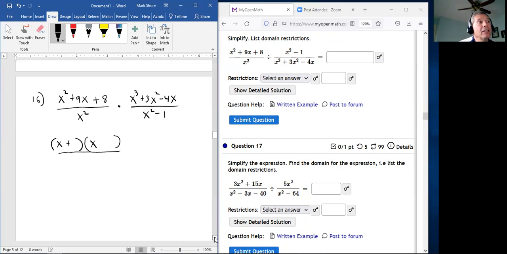Done. 8 and 1. Very good. 8 times 1 is 8, and 8 plus 1 is 9. Boom. The x squared doesn't break down. It's not a binomial, like it's not two terms or anything. There's nothing you can do with that.